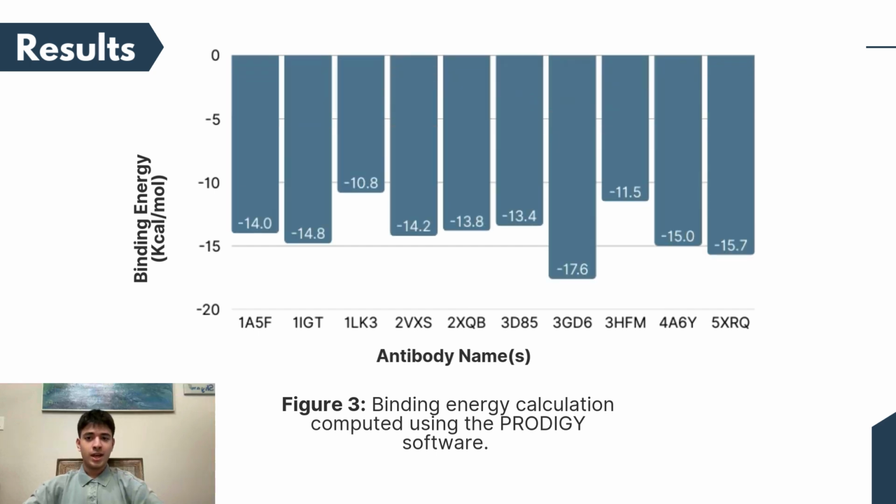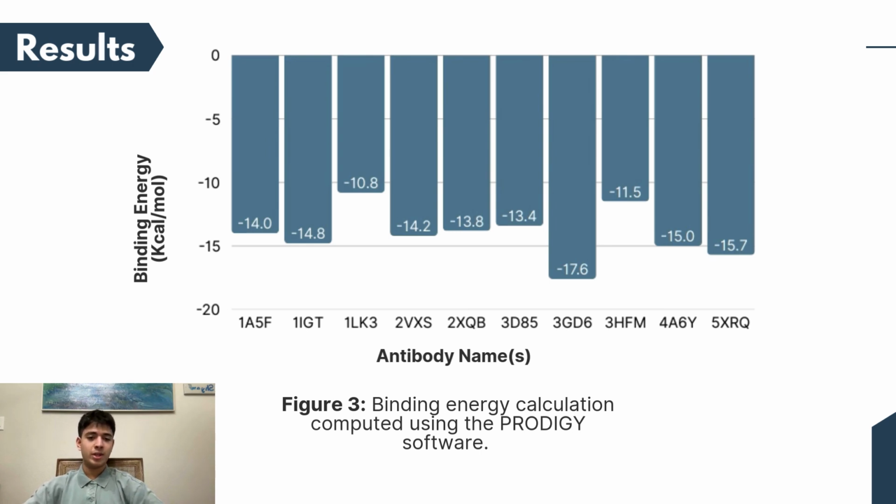Shown here is the second half of our research, the chart detailing all the binding energies in kcal per mole of each of the antibodies, as calculated using Prodigy. All the values shown here are negative, indicating that energy is being released in the bond rather than being stored. This indicates a stronger bond. As such, we are looking for a relatively low binding energy.